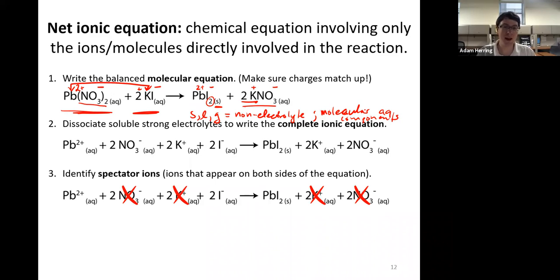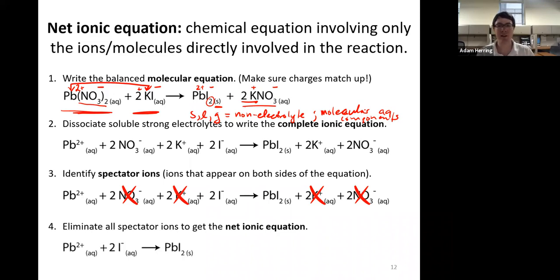We had lead and iodide, which were aqueous and now have become solids. So they've participated in the chemical reaction. After we've eliminated the spectator ions, we rewrite the equation, and this gets us our net ionic equation. And if we were to identify the driving force here, it would be the formation of a precipitate.